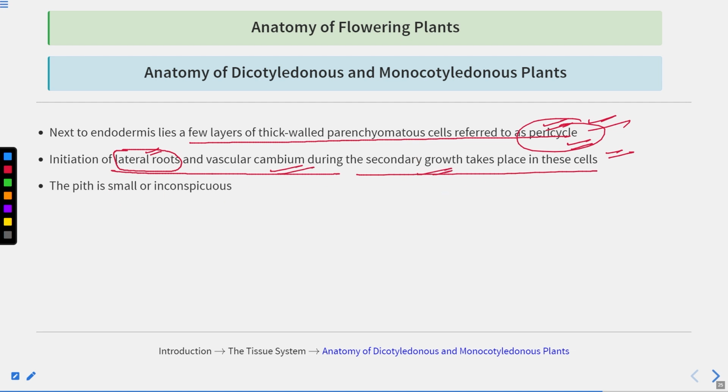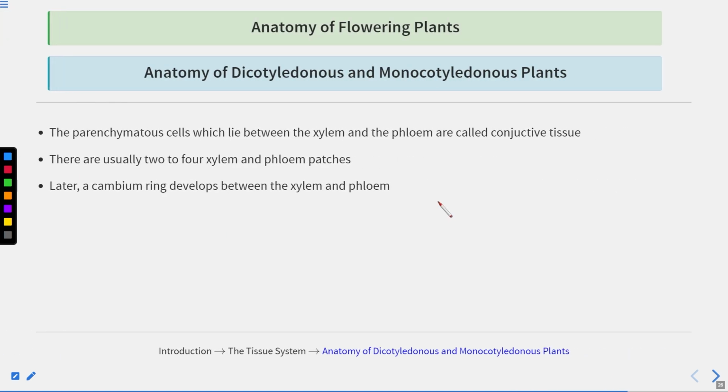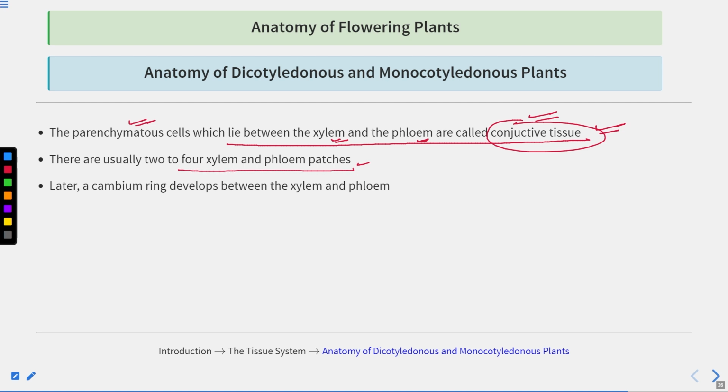The pith is small or inconspicuous. The pith is very small in size. Okay. The parenchymatous cells which lie between the xylem and phloem are called the conjunctive tissue. Okay, so this parenchymatous cell which is present between the xylem and phloem makes the conjunctive tissue. Very important. And there are usually 2 to 4 xylem and phloem patches.